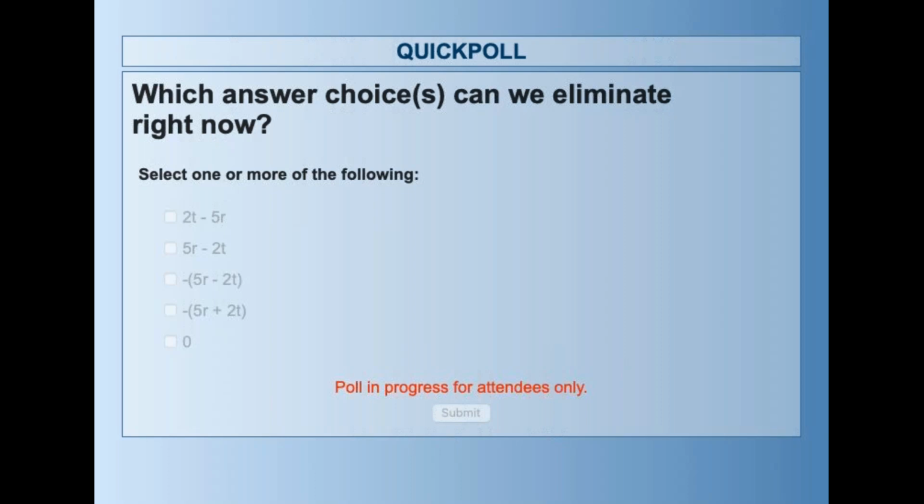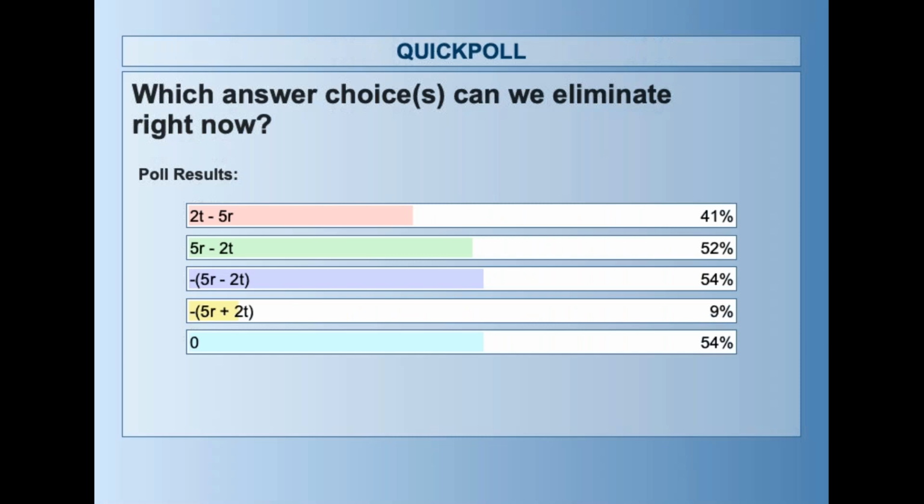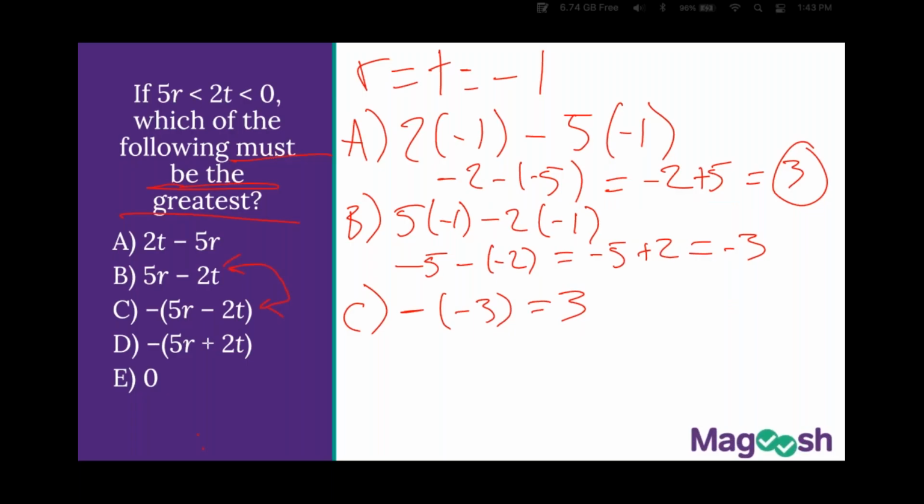All right, looking good. Take about 10 more seconds for this one. All right, let's close this out and look at results. And this looks pretty good here, everyone. Majority of us have eliminated all the right answers, it looks like. And the one that is only at 9%, answer choice D, should still be in the game. So that looks very good.